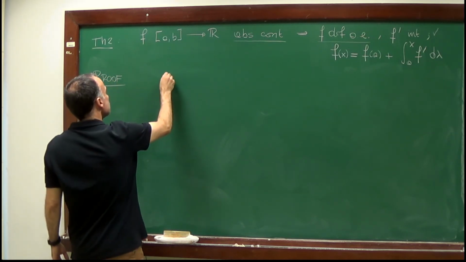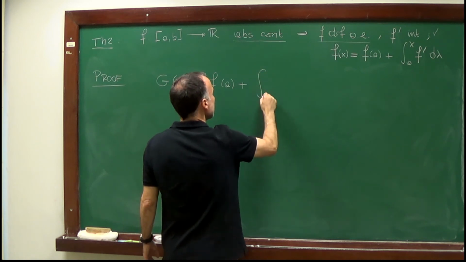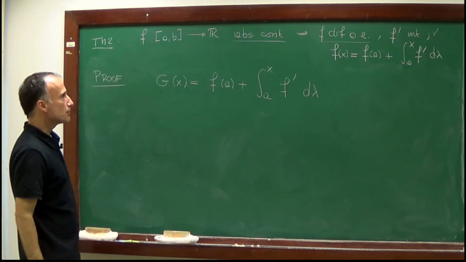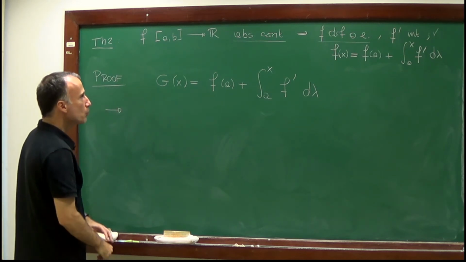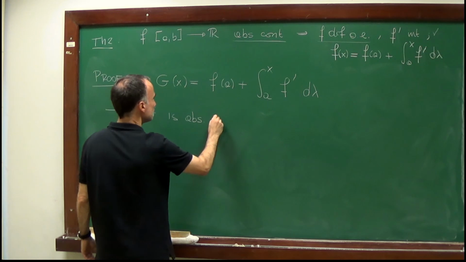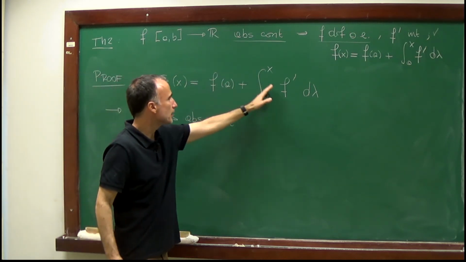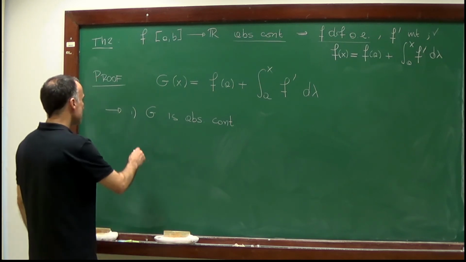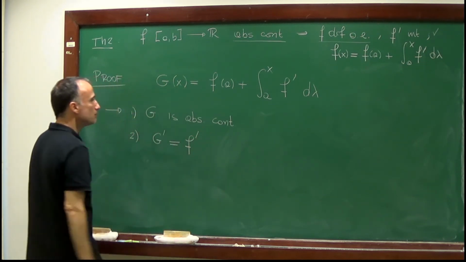And what I will do is define a new function, g of x, which is equal to f(a) plus the integral from a to x of f prime. Okay. Let's define this function. And recall that f prime is integrable, right? So what do I know from that? I know two things. The first one is that g is absolutely continuous. Right? Since f prime is integrable, we have seen that a function g defined by this integral expression is absolutely continuous. And we know also, by the first theorem I proved, that g is differentiable almost everywhere, and the derivative of g is equal to f prime almost everywhere.